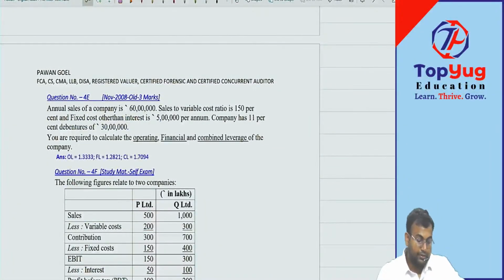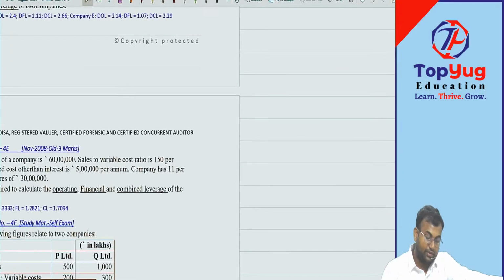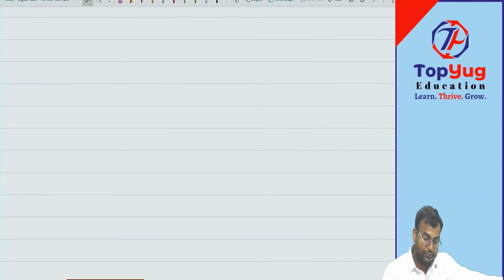For E, sir, annual sales of a company is 60 lakhs. Sales to variable cost ratio is 150%. That means if variable cost is 2 rupees, sales is 3 rupees. So variable cost into 1.5 is sales. Got it? So this is also known as PV ratio generally. Fixed cost other than interest is 5 lakhs and company has 11% debentures of 30 lakhs. Calculate the operating, financial and combined leverage. Only new learning here is that sales to variable cost ratio.